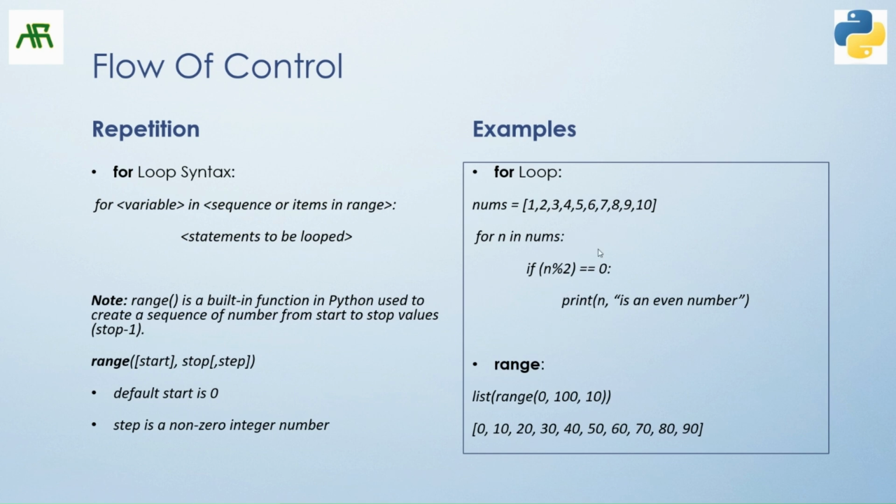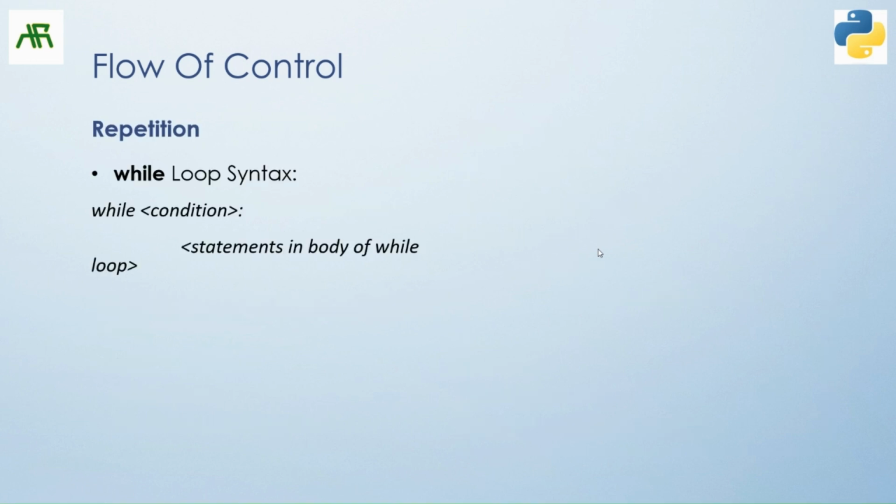The next repetition construct is the while loop. Here is the syntax for the while loop. While a particular condition is being satisfied, execute the statements given in the body of the while loop repeatedly. Remember, in the for loop, we want a value of the variable to be present in a list of values. Here, it's a condition that is to be satisfied. As long as the condition is satisfied, the statements in the body of the while loop will be executed repeatedly.